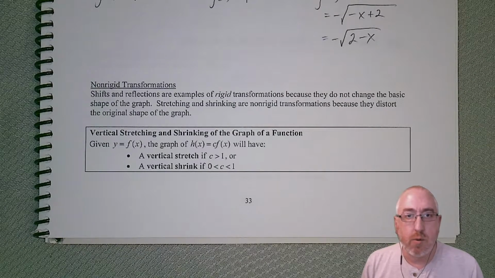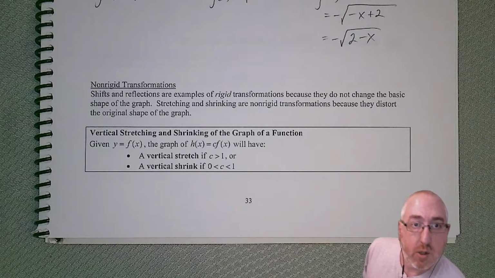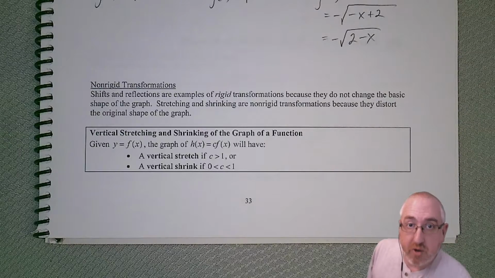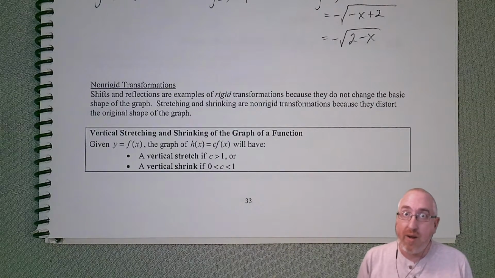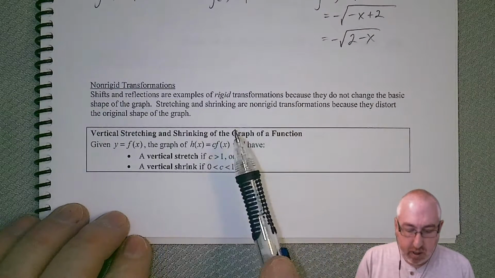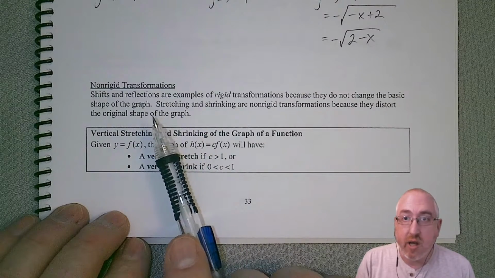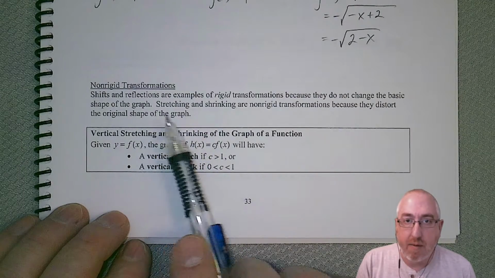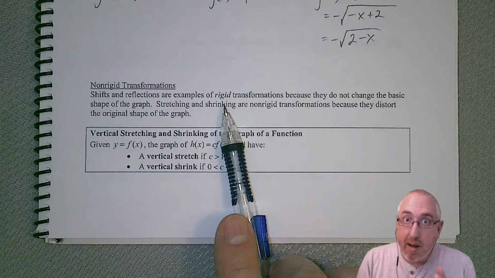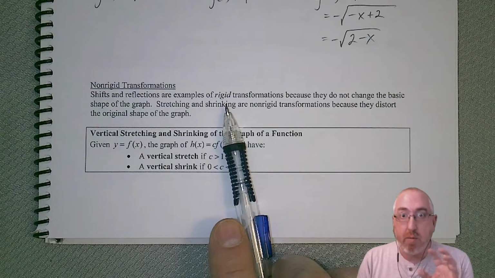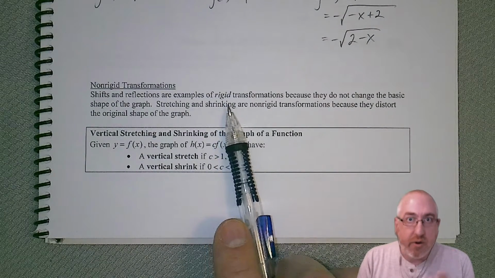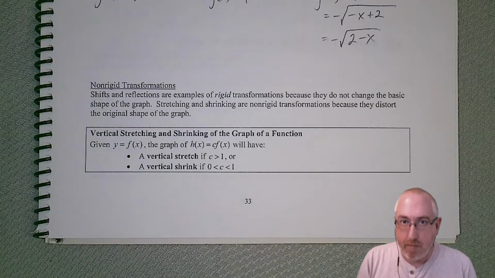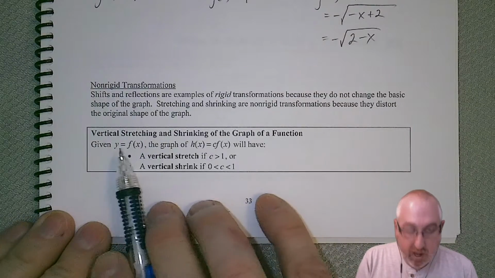All right, so to wrap up the rest of this section, we're looking at non-rigid transformations. So why are they non-rigid? It's because they change the basic shape of the graph. Rigid ones keep that general shape and just move them and flip them and things like that, but non-rigid actually stretches and distorts it. So we have two types.